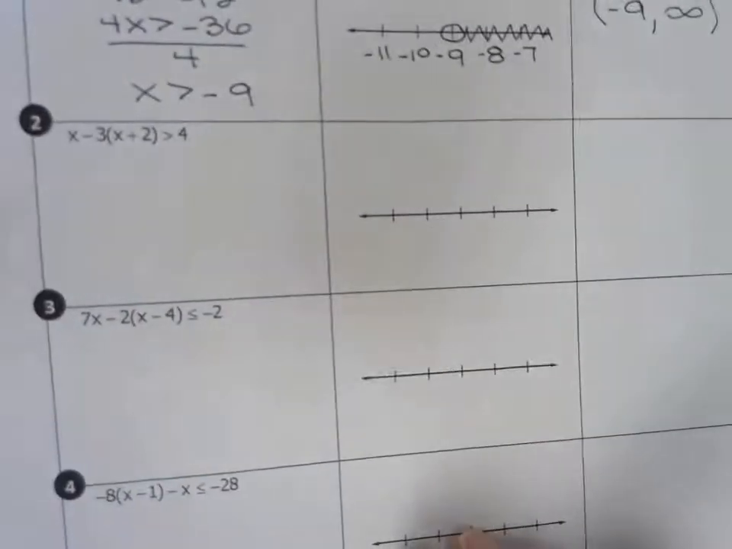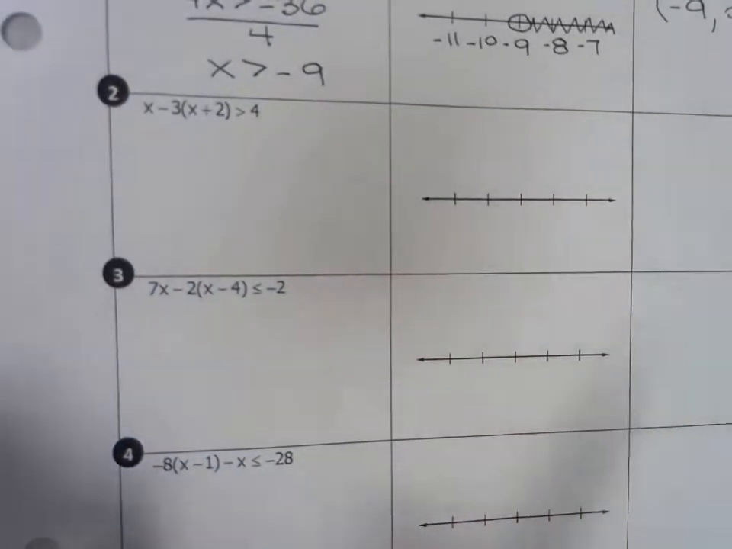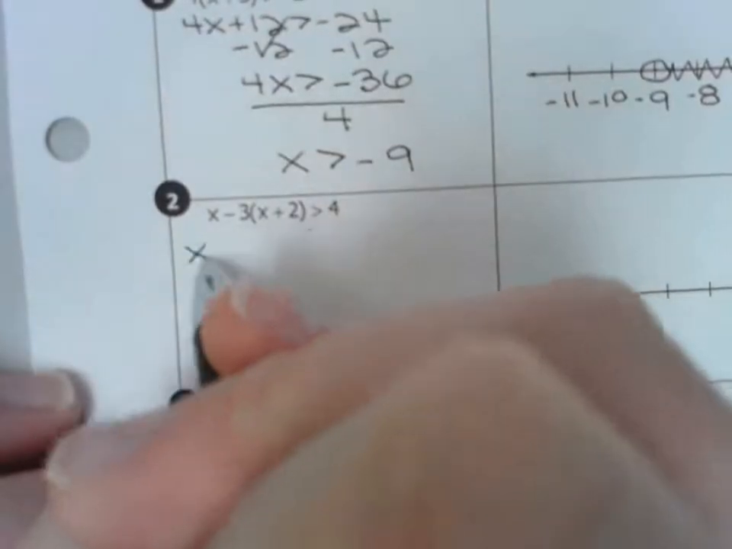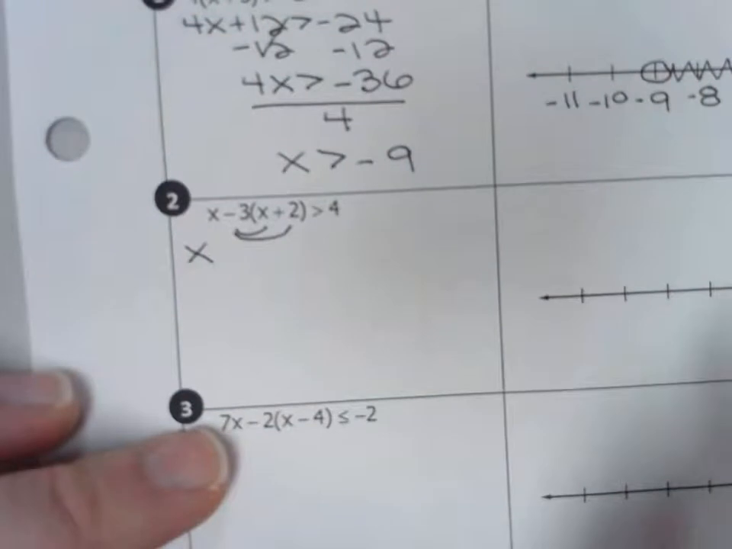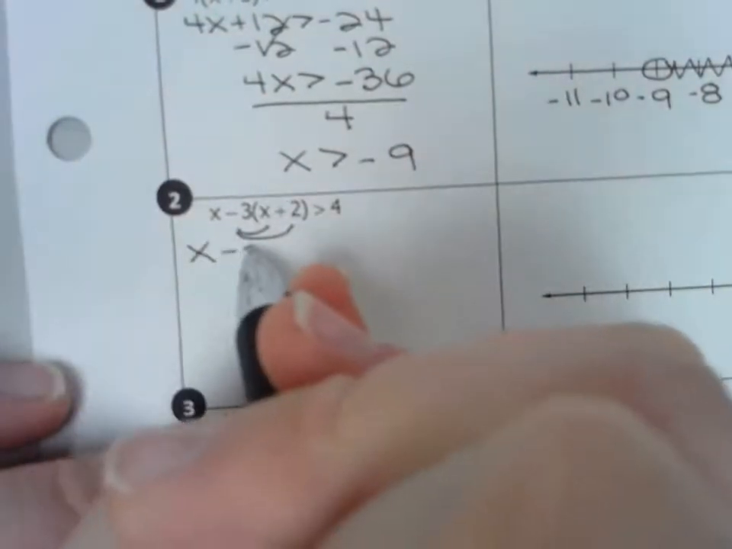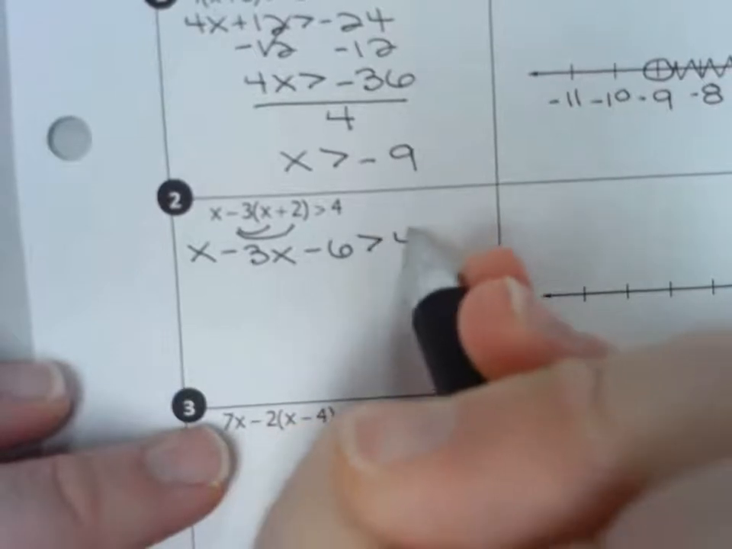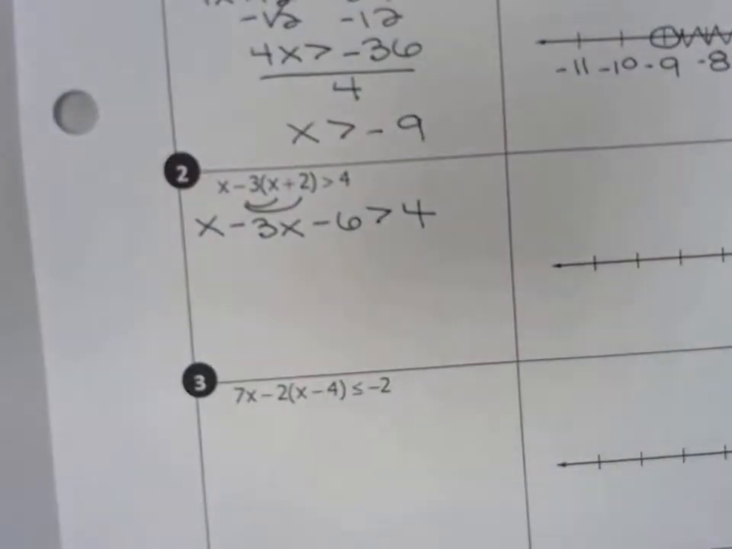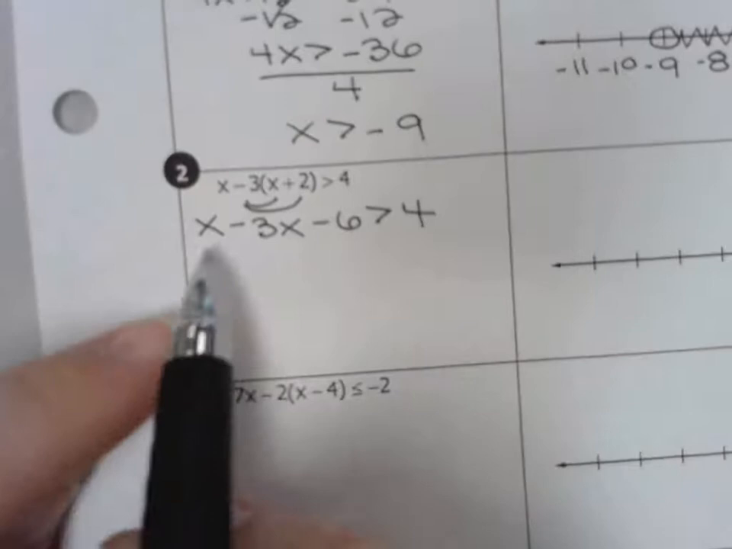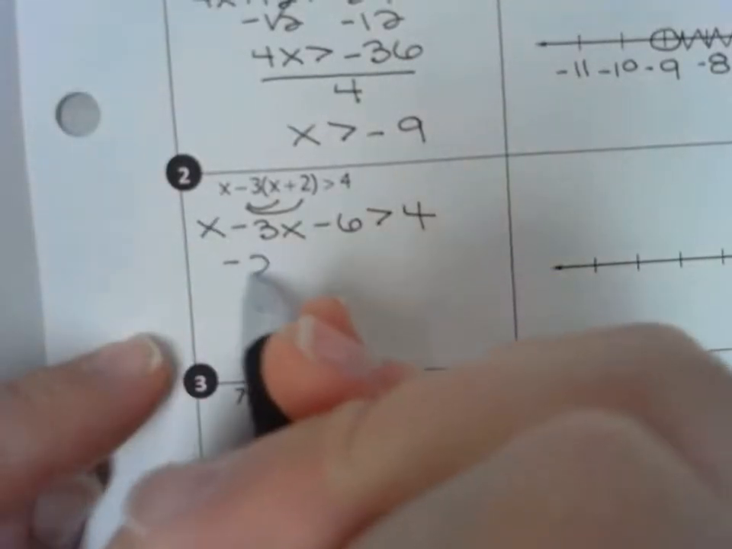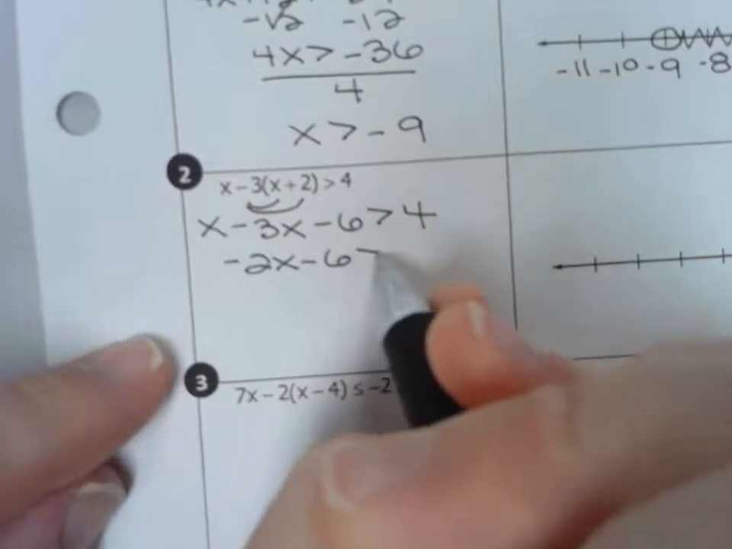Okay, let's look at number 2 real quick. I need to distribute that negative 3. The x just stays there, and I distribute the negative 3. So negative 3 times x is negative 3x, negative 3 times 2 is negative 6, is greater than 4. You treat it just like a normal equation. Let's simplify on the left. Let's combine 1x minus 3x: negative 2x minus 6 is greater than 4.